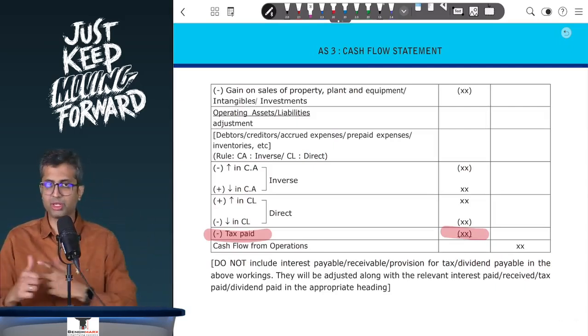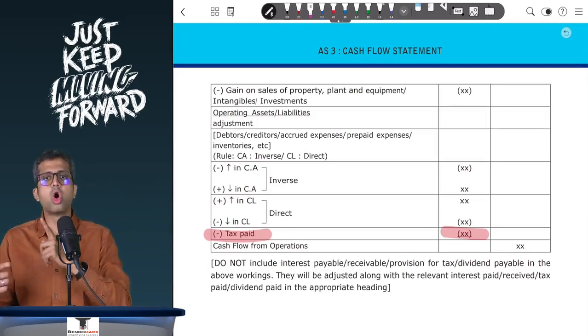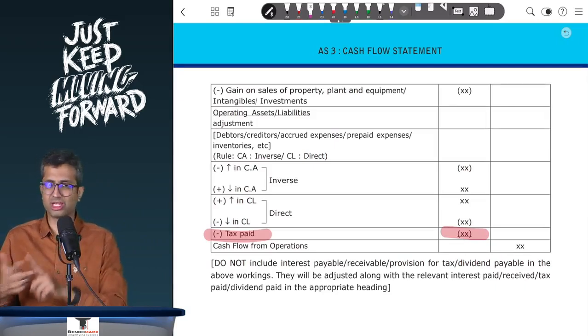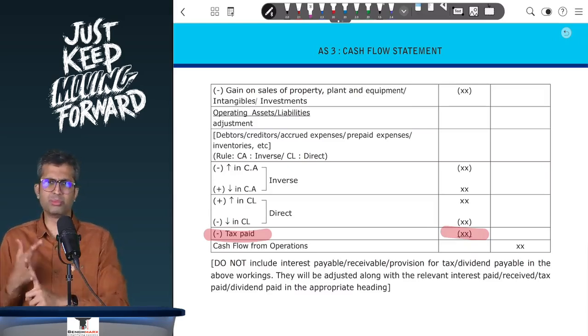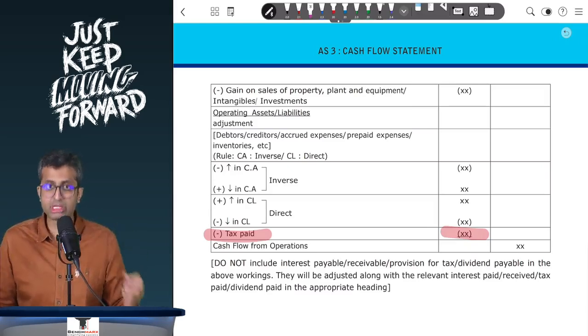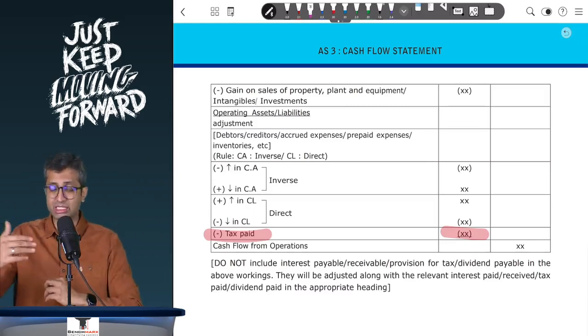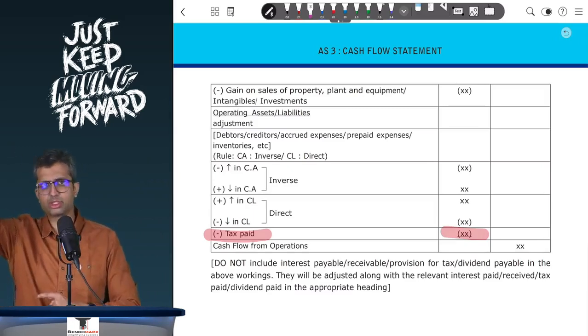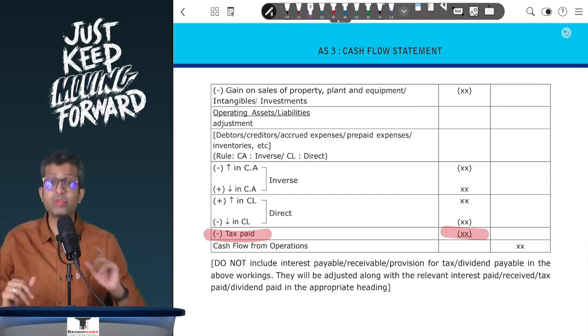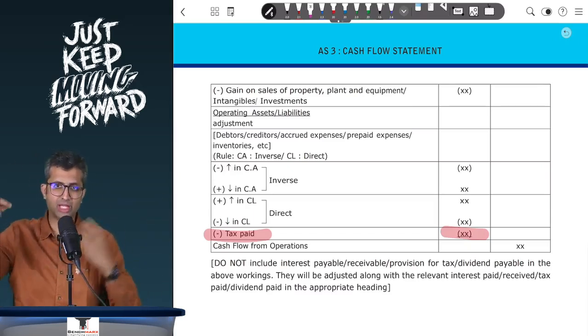What are these working capital adjustments? On stock, on debtors, on creditors, on outstanding expenses, on prepaid expenses, etc. These are all linked to operations. And the general rule that you will remember over here to make those working capital adjustments is increase in current assets you will deduct, that is opposite relation. Increase in current liabilities you will add, that is a direct relation.